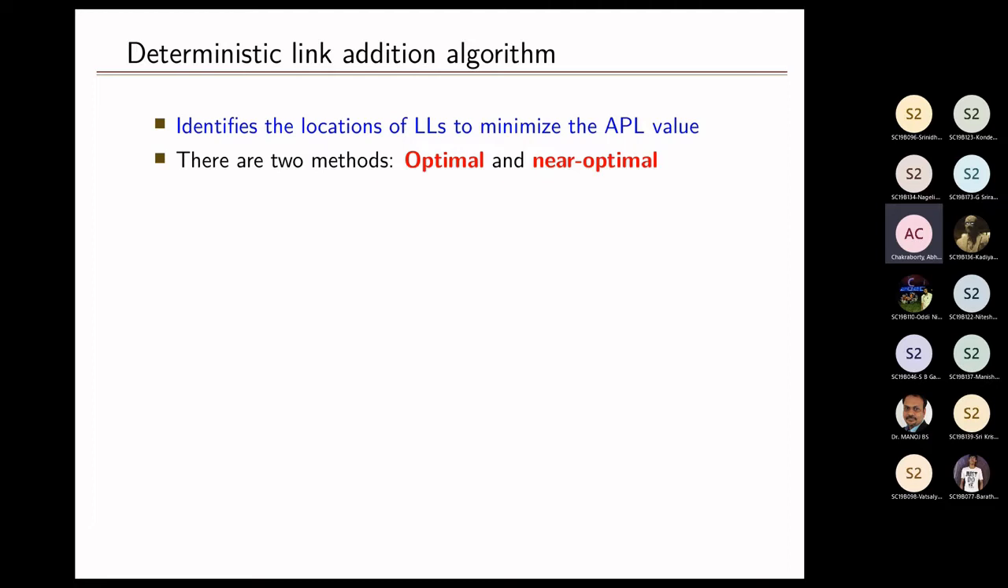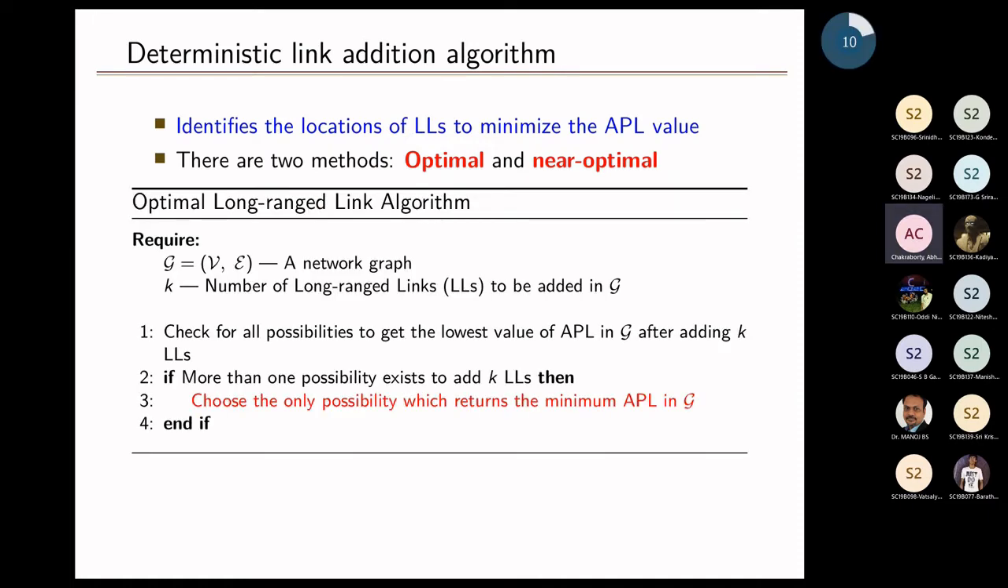But in this particular case, when we add links in a random fashion, the average path length does decrease, but not in that way. So here we are focusing on minimizing average path length with some determinism. We can use either an optimal link addition strategy or a near optimal one. First I will discuss optimal, and then I will discuss why near optimal link addition is necessary to realize this link addition strategy. So first, let me discuss optimal link addition.